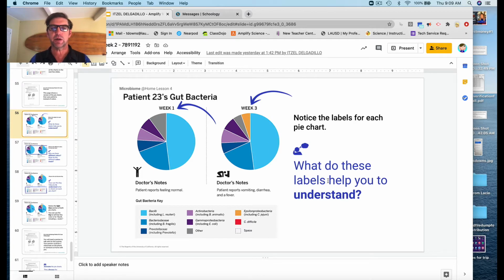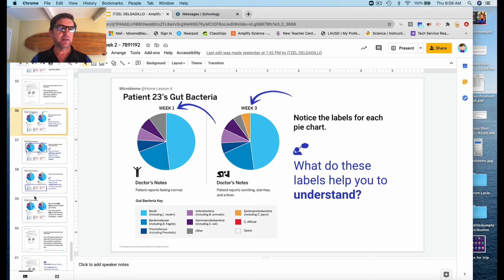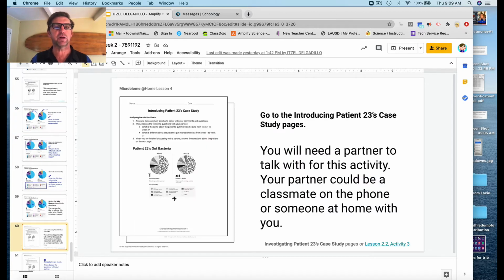What do you notice about the charts? How are they the same? How are they different? The questions are here if you want to look at them. What is the same about the patient's gut microbiome data from week 1 to week 3? What is different about the patient's gut microbiome data from week 1 to week 3? And when you are finished discussing with a partner, answer the questions about the patient on the next page. Now, we will do that together, so you do not have to answer the questions on the next page.